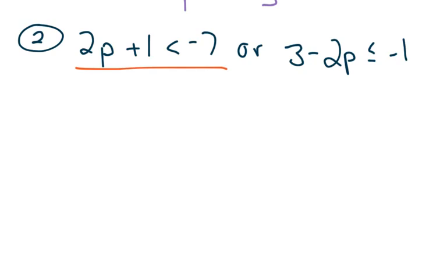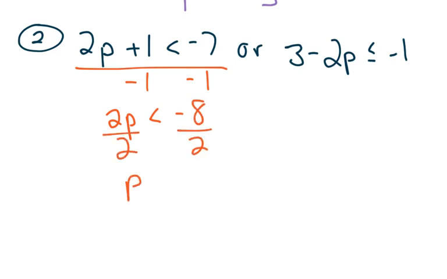So let's take care of the first one here in red. So minus 1, 2p is less than negative 8. Divide both sides by 2. That means p is less than negative 4. I divided by a positive, so my inequality sign does not change.